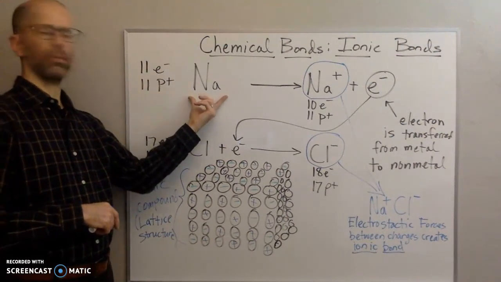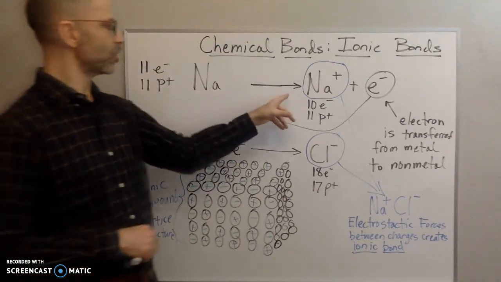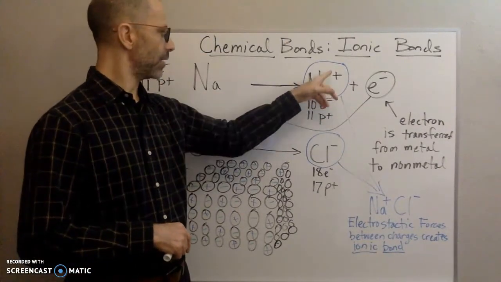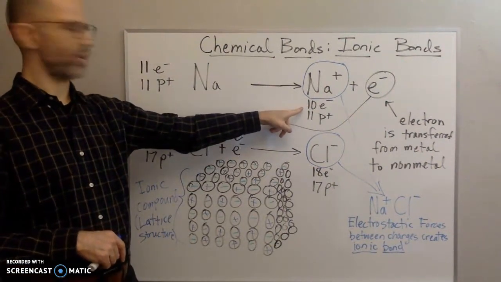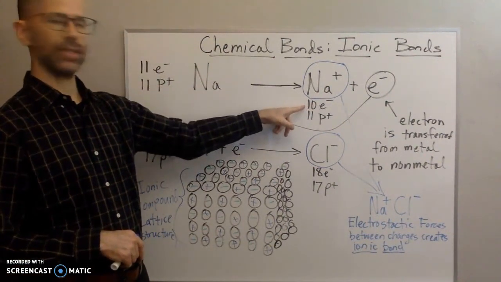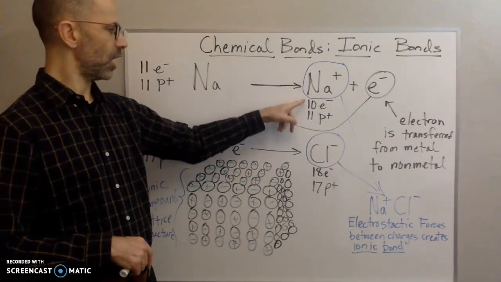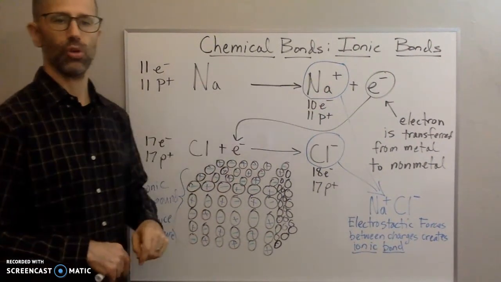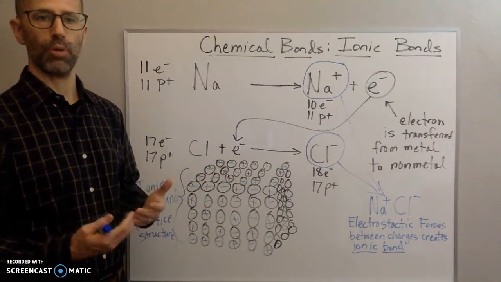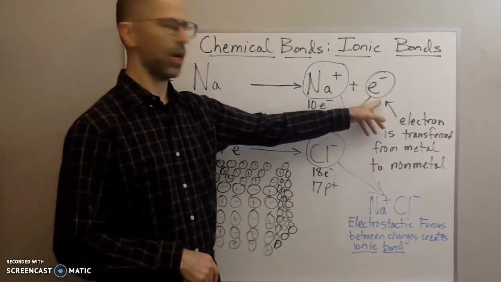What the sodium is going to do is it's going to give up an electron. So the sodium ends up with a plus charge. The reason is it loses one electron, and so now it has 10 electrons and 11 protons. So there's an unbalance of charge. You have more protons, so you have a plus charge. So one more proton means you have a plus one charge. And then you have this electron here.